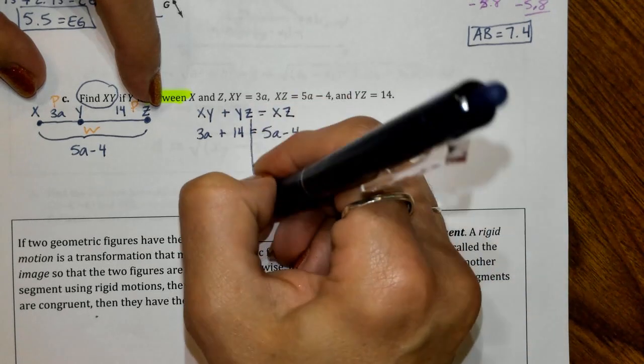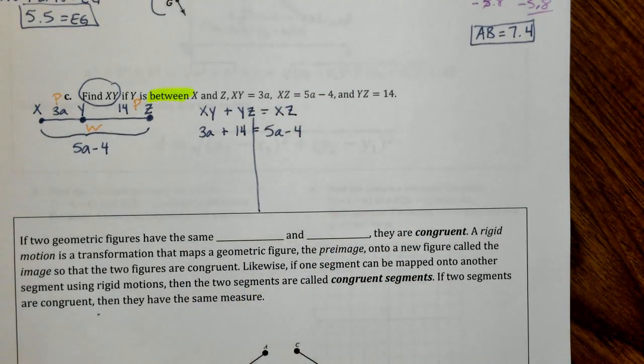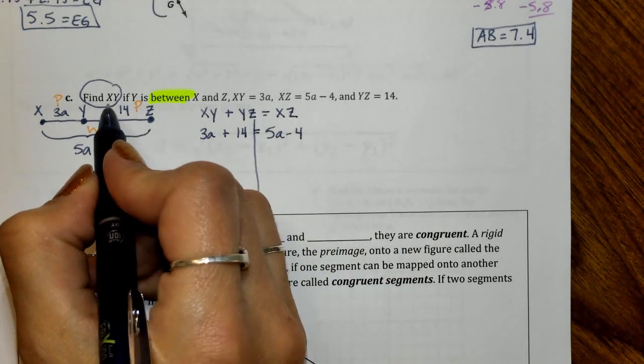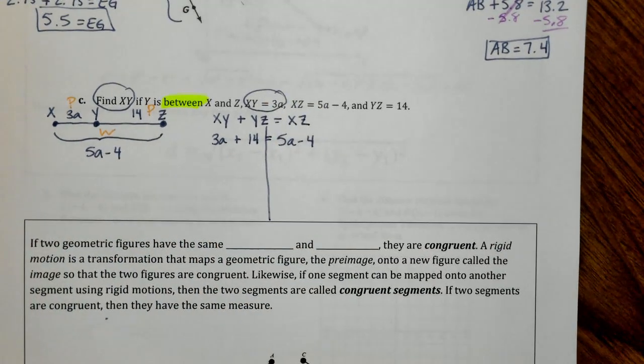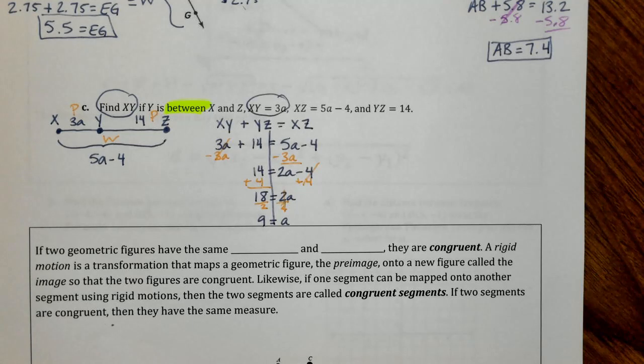At this point, we need to solve for a, and then we are going to substitute in for what they want, XY. Go ahead and pause the video and solve for a on your own, please. Here we go, solve for a. We should have gotten 9.